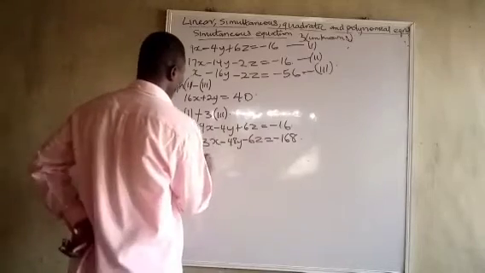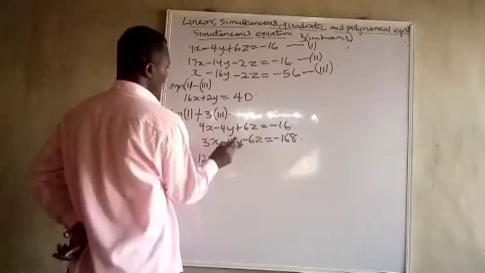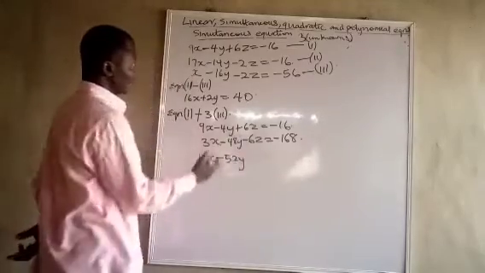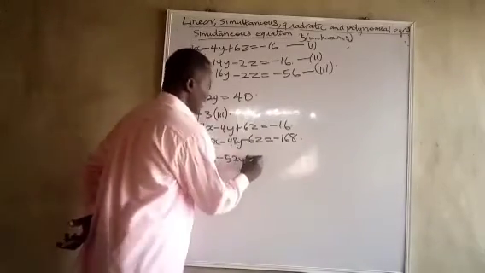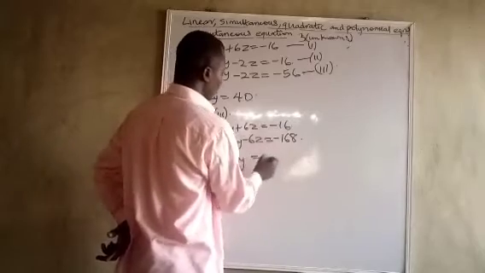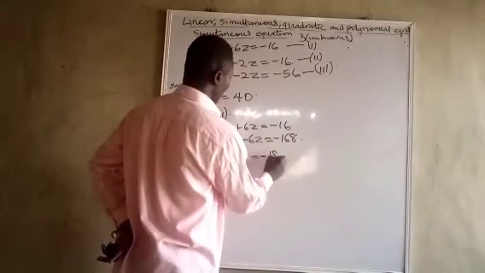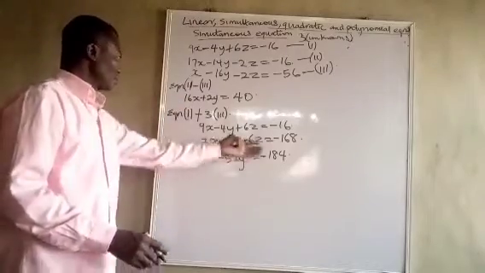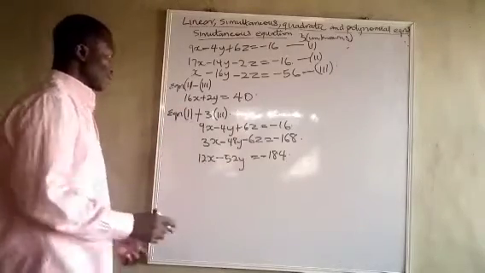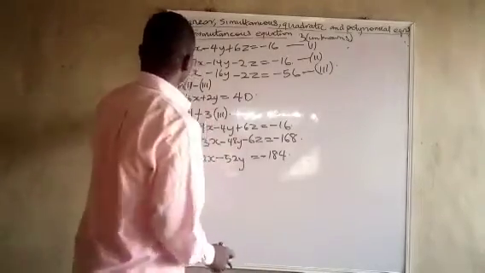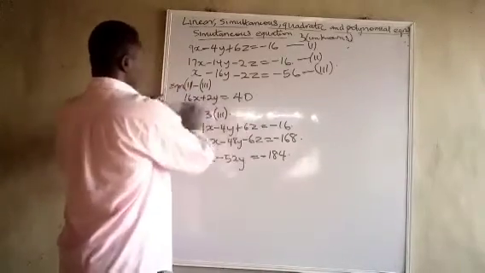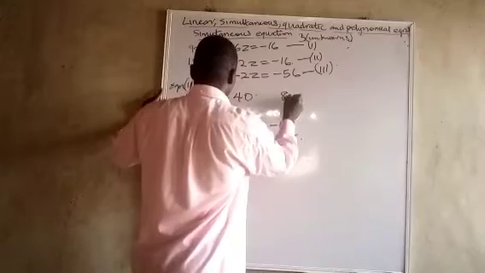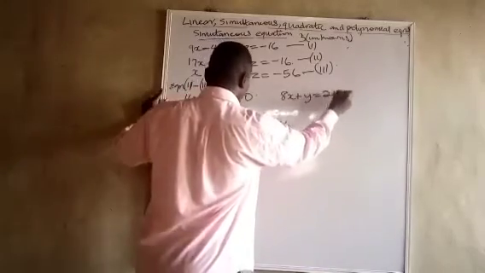This is going to give me 12x minus 52y. Adding the z terms gives 0. And adding the right sides gives minus 184. So you can see, since I have been able to bring it down like this, I'll be able to work further on it. For this first equation, I can make it simpler by dividing by 2, and that will give me 8x plus y is equal to 20.